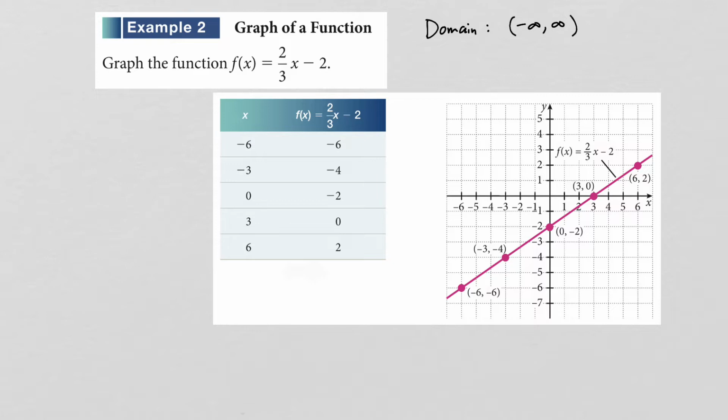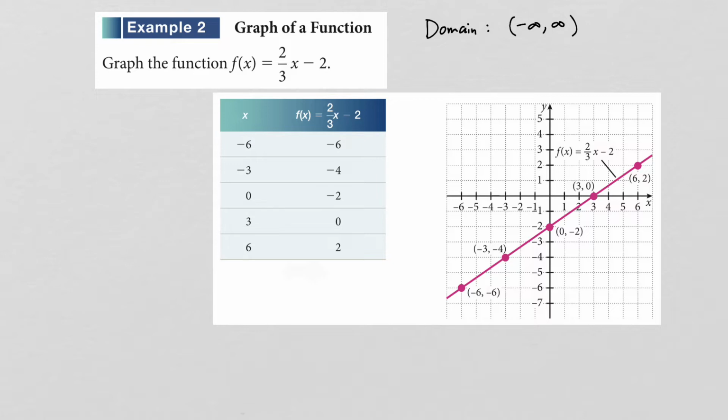Now, what we're going to do is plug in a few values of x, and you can see that I took this from the book here. We have these 5 values for x that we are plugging in. When we plug those values in, we're going to get the value of y that corresponds to those values of x, and then we will graph those points.